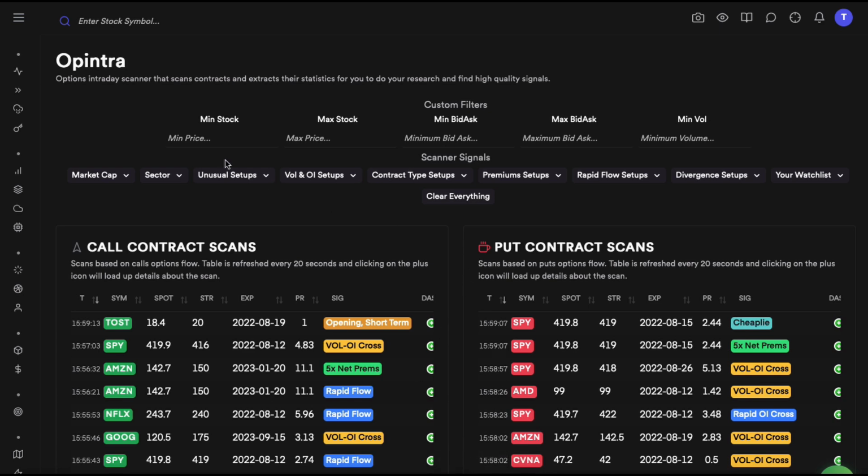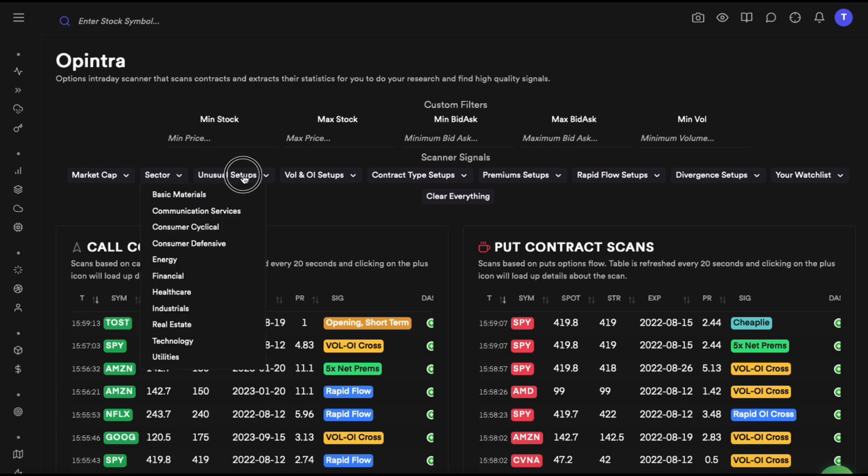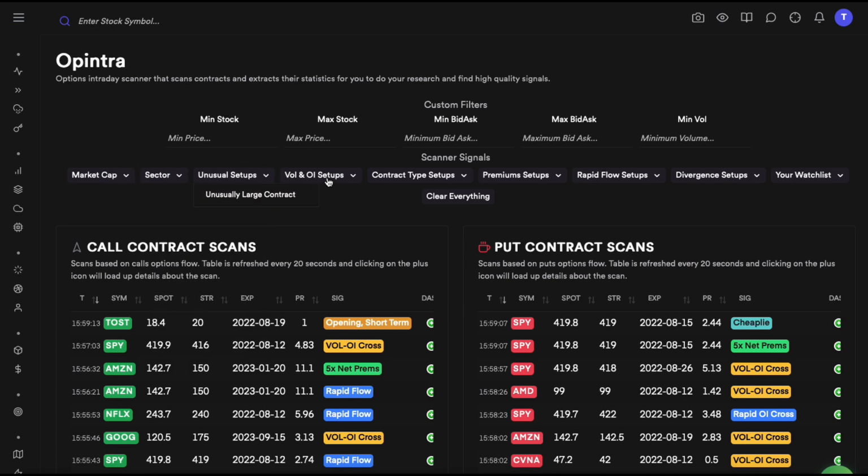Okay, so very similar to other scanners, we have filters for stock price, bid ask, and volume, and then we have our scanners. We can scan by market cap, sector, unusually large contracts, volume and open interest relationships. And then we have different types: cheaply, which would be a very cheap contract; high volume leap would be a farther out contract with high volume; high OTM would be high volume but out of the money; far OTM would be very far out of the money.